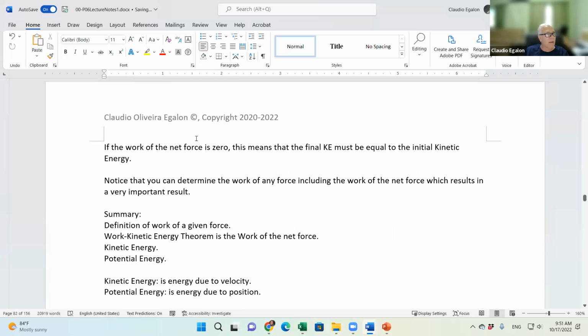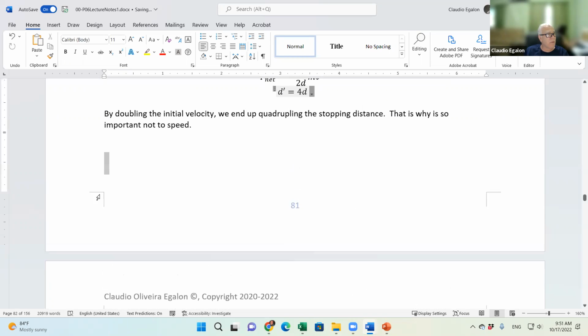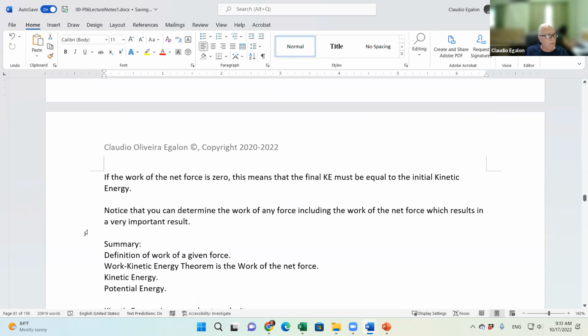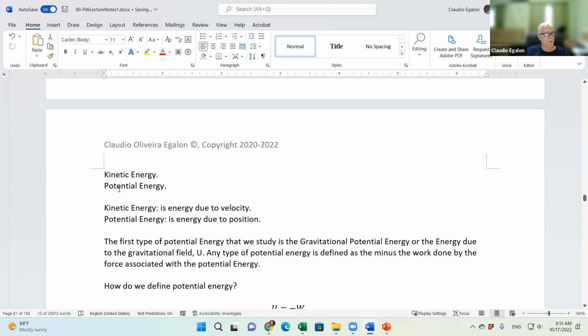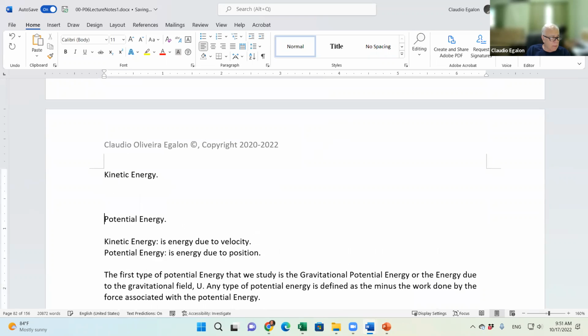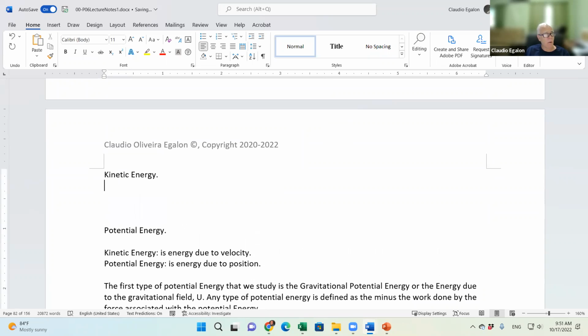That's one type of example. Here we go. Just a little summary that we have here. Definition of work of a given force. And then I told you about the work kinetic energy theorem. And by the way, the work kinetic energy theorem is a theorem that uses the work of the net force. So we talked about the kinetic energy, and when you come back from the break, we're going to talk about the potential energy, okay? So any questions about that?